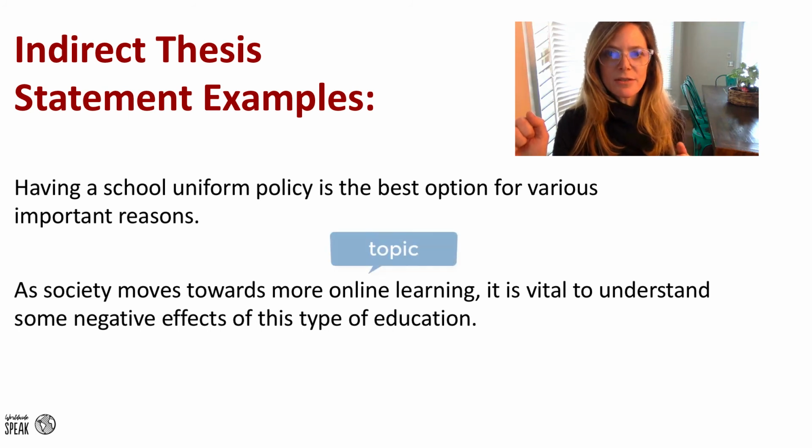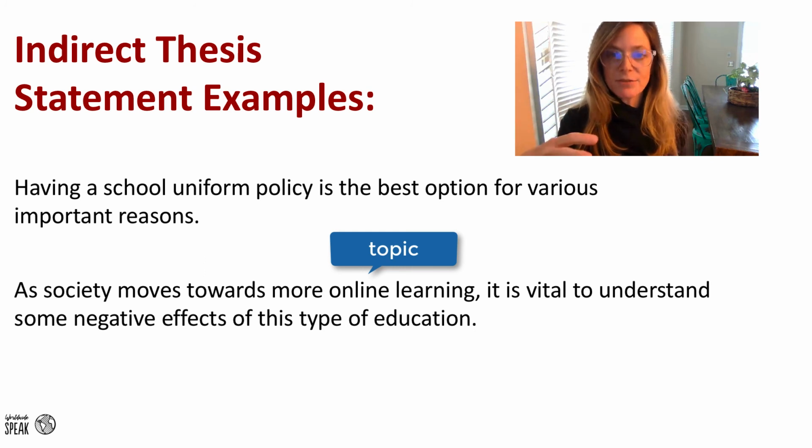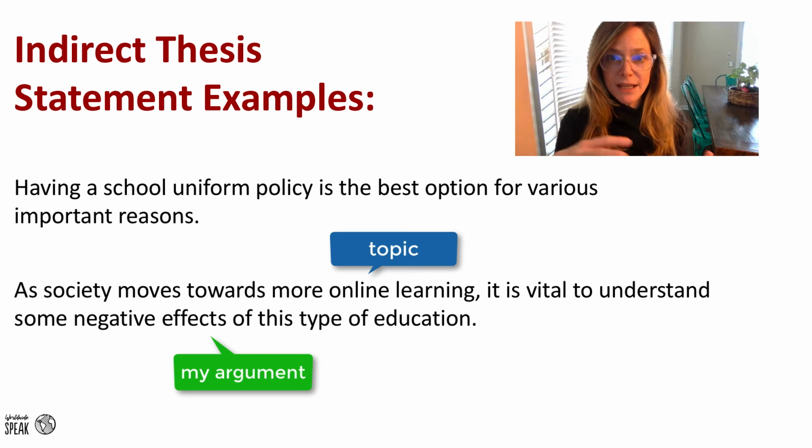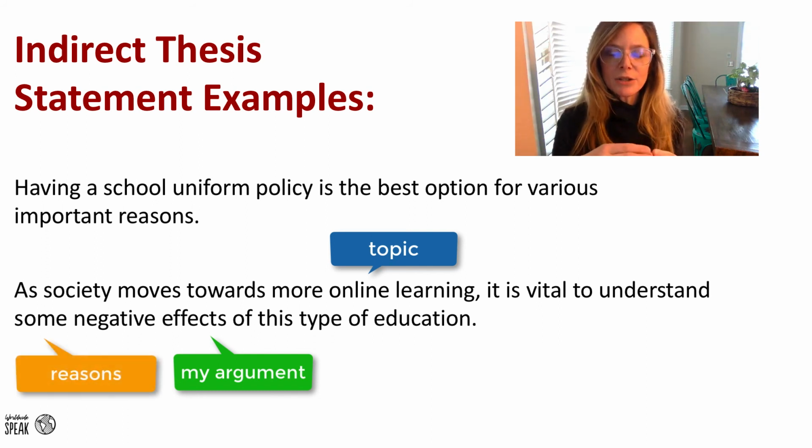The topic is there, that's online learning. The focus on negative effects is there because this is a cause and effect thesis statement. Negative effects will be the focus. And then I tell the reader that there are going to be some reasons for this, but I haven't told the reader what they are. Again, it kind of piques the curiosity of the reader to continue on to find out how I'm going to explain these negative effects and what they are.